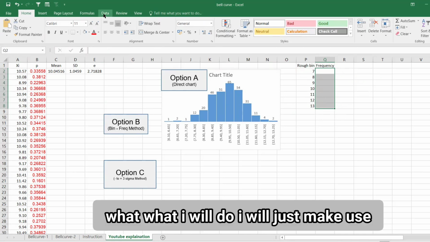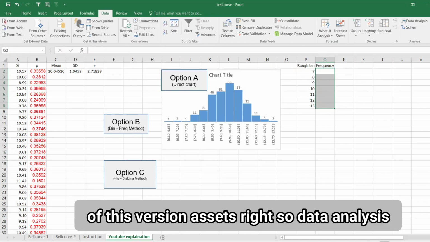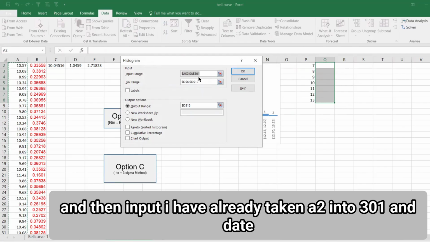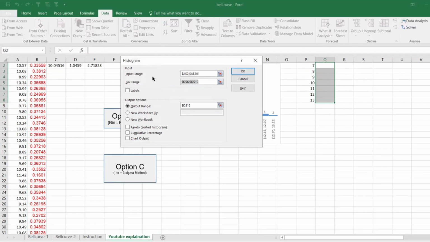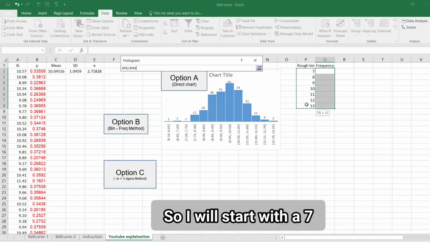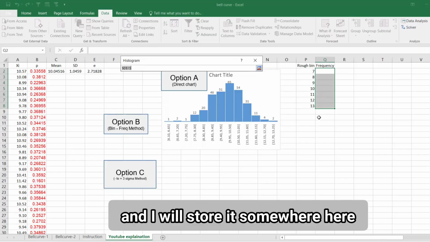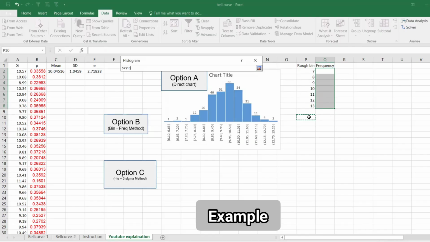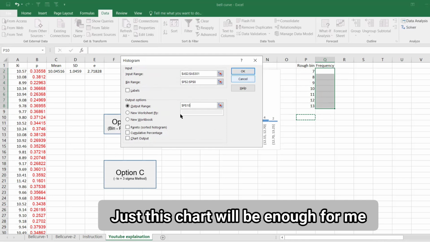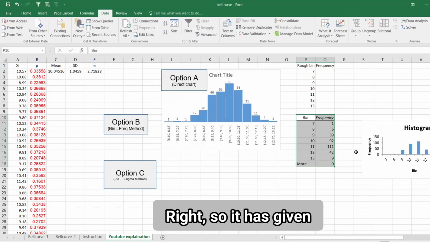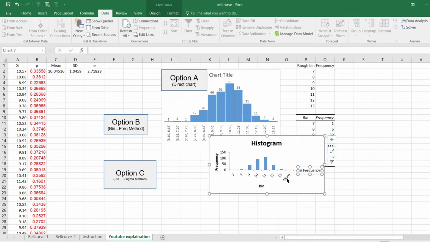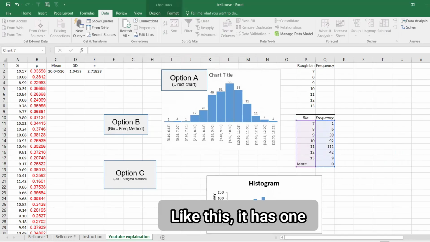What I will do is make use of this version's tools. So I will use Data Analysis, Histogram, and the input I have already taken as A2 to A301. I'm going to select this as the bin range, starting with 7, and I will store the output somewhere here. I'm not interested in Pareto and all that. Just this chart will be enough for me. Or if you want, you can put the chart also, right? So it has given the bell curve like this.